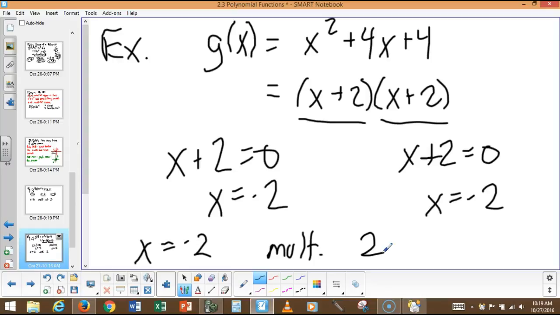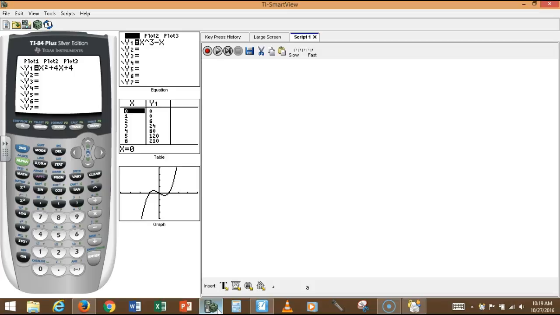It occurs twice. So by our definition, if it has a multiplicity of 2, it should touch the graph at that zero and turn back around. So if we go and graph this function, x squared plus 4x plus 4, Zoom 6, our standard viewing window, we can see at our zero of -2, it's decreasing, it touches the graph at that point, and turns back around. It does not cross the x-axis, it touches the x-axis and turns around. That is indicating even multiplicity.